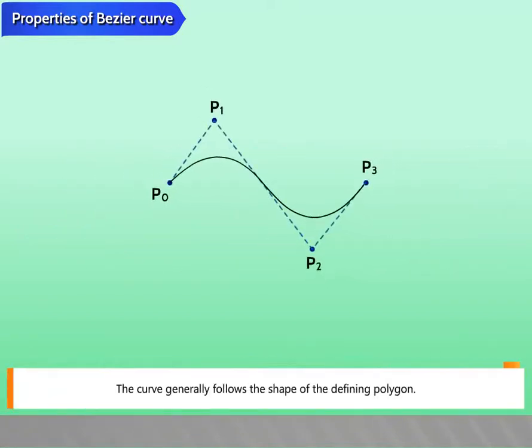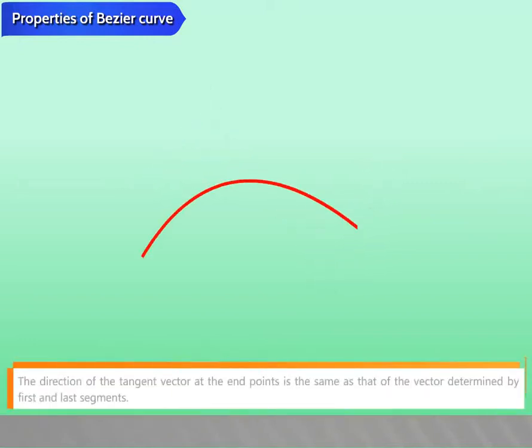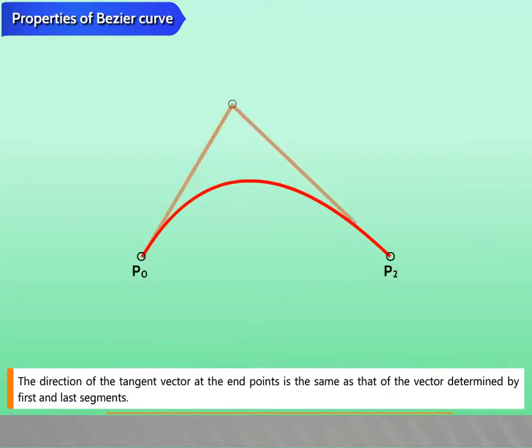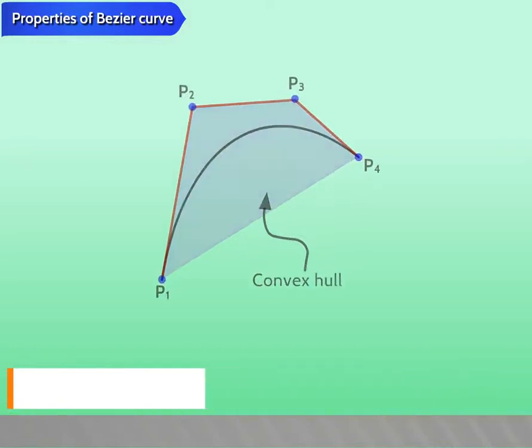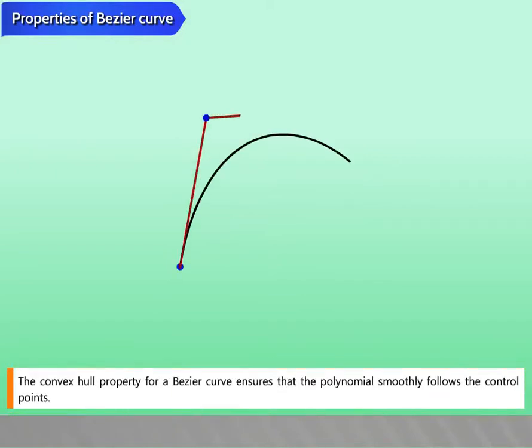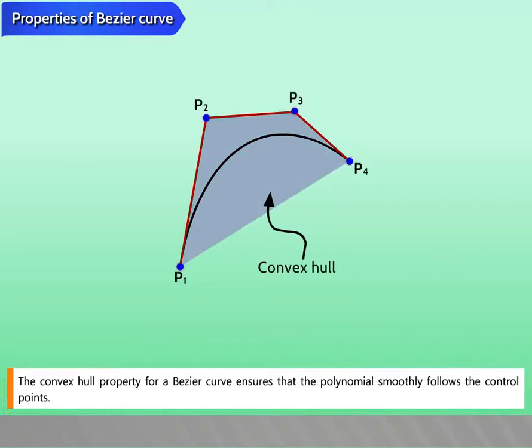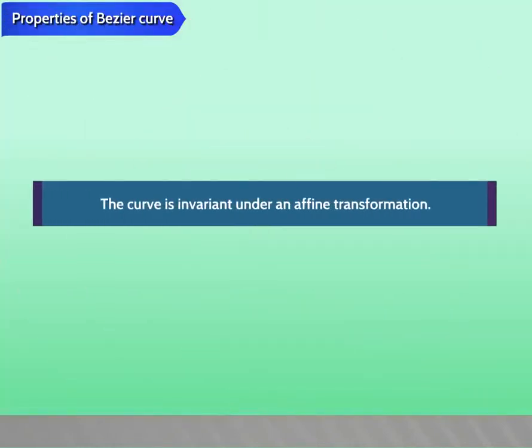The curve generally follows the shape of the defining polygon. The direction of the tangent vector at the endpoints is the same as that of the vector determined by the first and last segments. The curve lies entirely within the convex hull formed by the 4 control points. The convex hull property for a Bezier curve ensures that the polynomial smoothly follows the control points. The curve is invariant under an affine transformation.